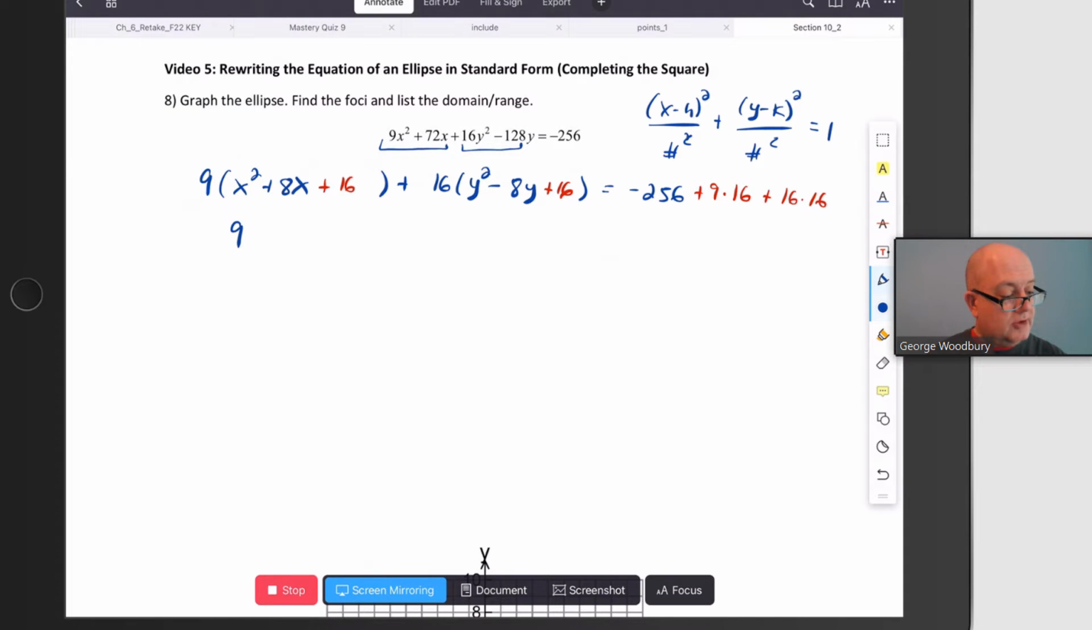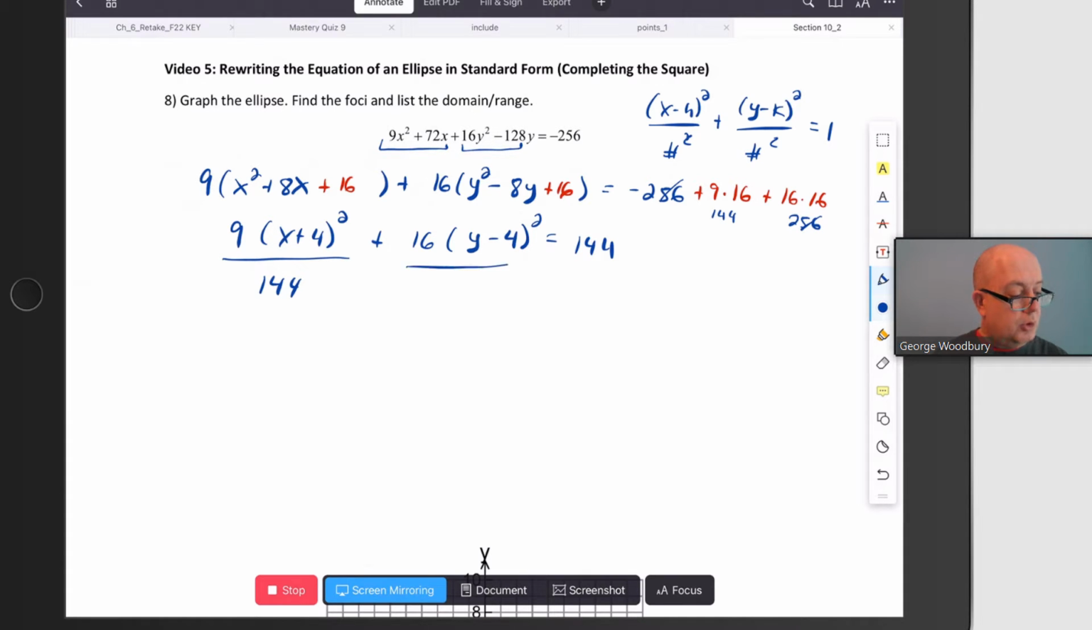Completing the square, this becomes 9 times x plus 4 quantity squared. Doing the same thing for y, this becomes 16 times y minus 4 quantity squared. And on the right-hand side, this is going to equal 144. 9 times 16 is 144. 16 times 16 is 256. The 256 add to 0, leaving just 144, which I can then divide through on both sides of the equation by, so that the right side is set up as equal to 1.